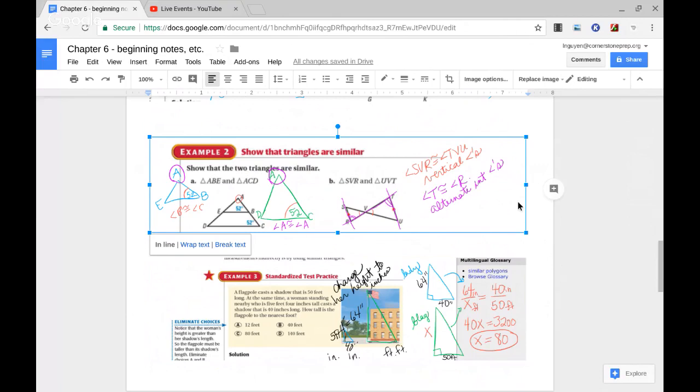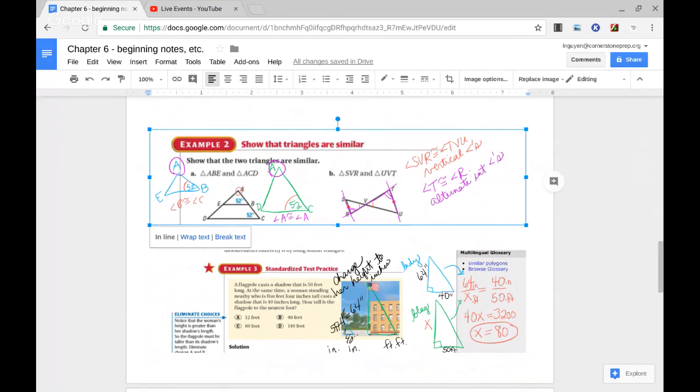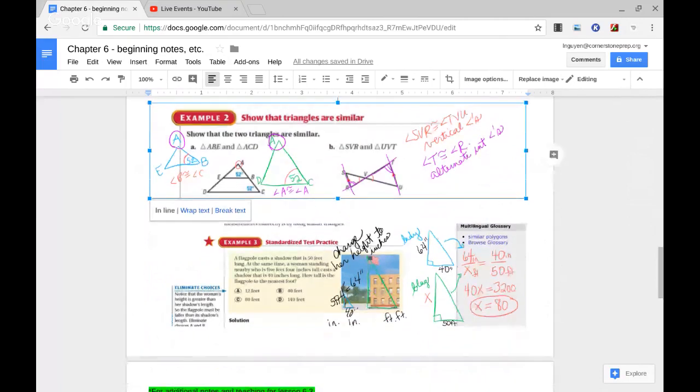The other part of this lesson is called indirect measurement. We did this before with congruent triangles, but now we're going to do it with similar. So the only difference here is that we're going to be making proportions instead of just straightforward equations. A flagpole casts a shadow that's 50 feet long at the same time.